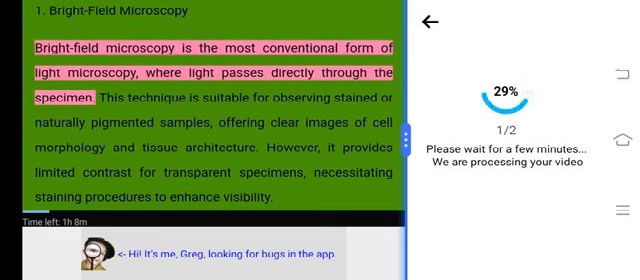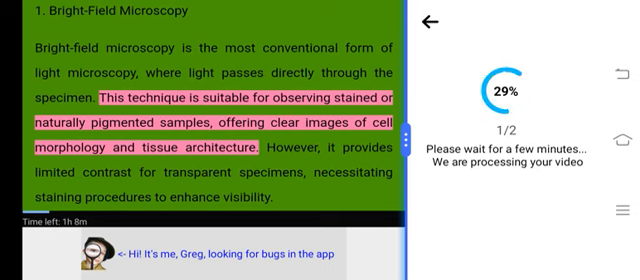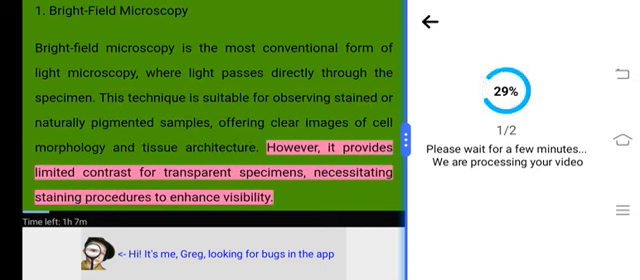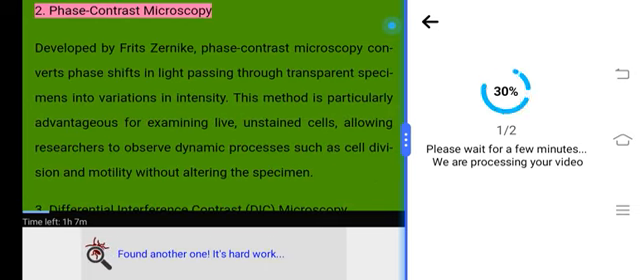Bright field microscopy is the most conventional form of light microscopy, where light passes directly through the specimen. This technique is suitable for observing stained or naturally pigmented samples, offering clear images of cell morphology and tissue architecture. However, it provides limited contrast for transparent specimens, necessitating staining procedures to enhance visibility. 2. Phase contrast microscopy.